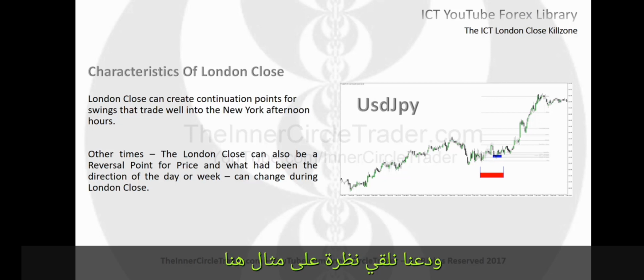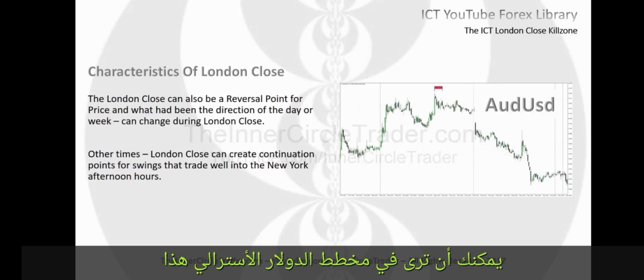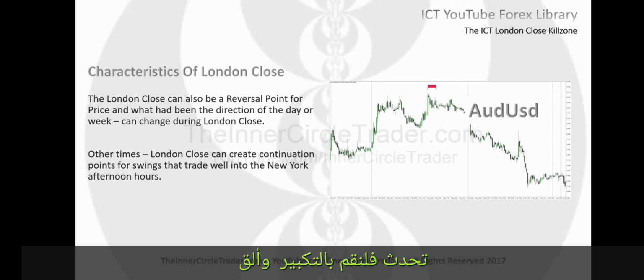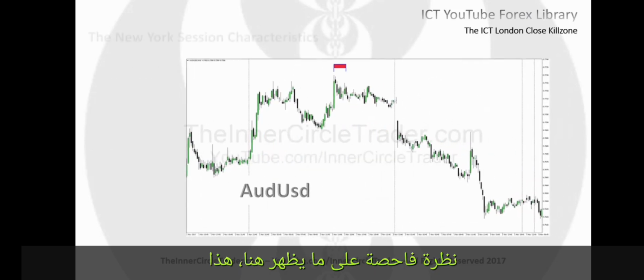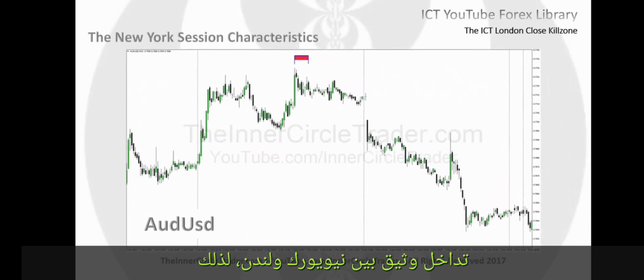And let's take a look at the example here. And you can see in this Aussie dollar chart, we can see that very phenomenon take place. Let's zoom in and take a closer look at what's being shown here. This is a New York and London close overlap. So there are characteristics that are important for the New York session.